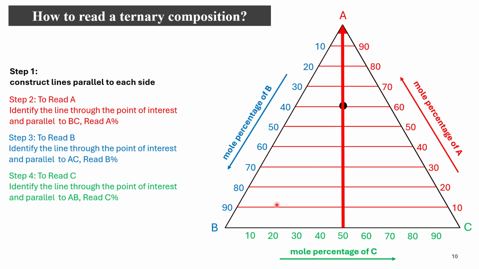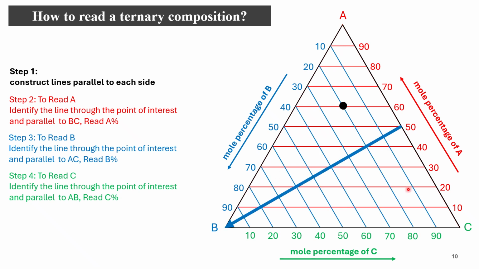Here you can also see this entire line reads constant A. That means the percentage of A at this point on this line is 10. Also at this point is 10. That means they maintain the constant A percentage. Similar is the case for B also.